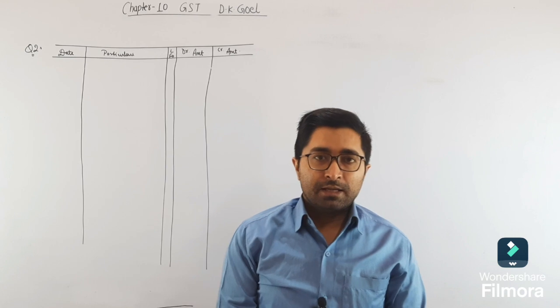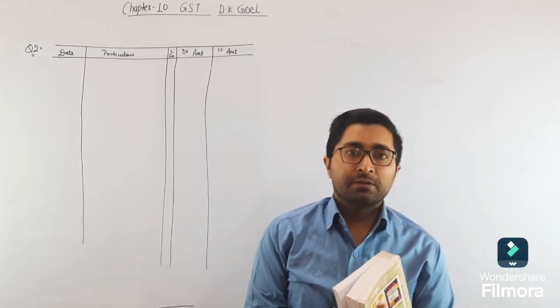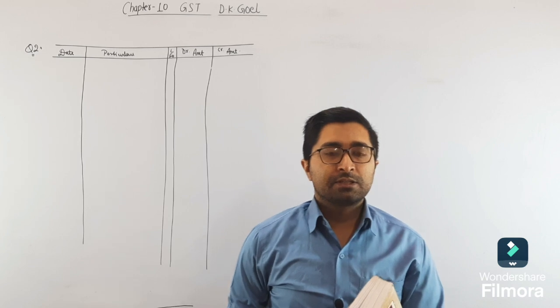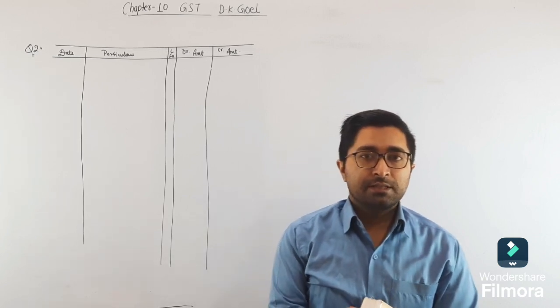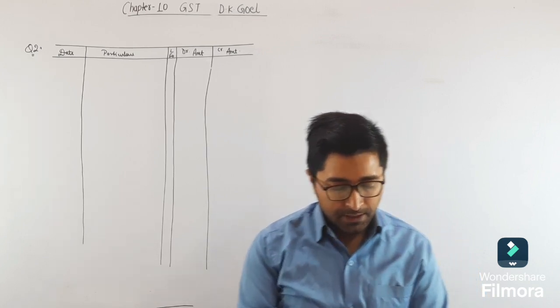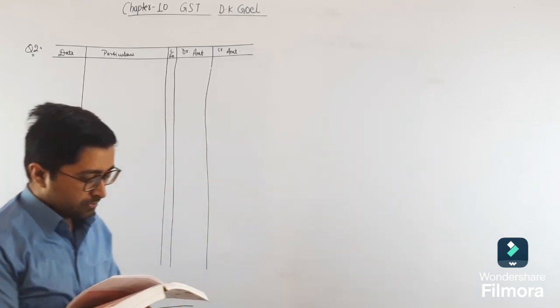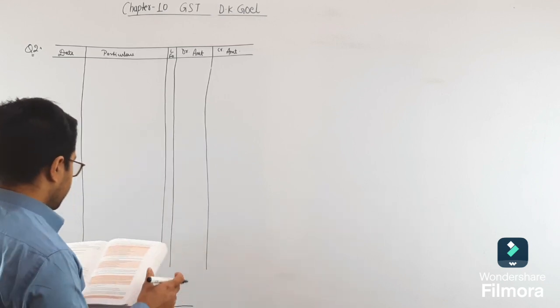Okay? As you know, when all the transactions happen within the state, that transaction is known as an intra-state transaction, and in that case CGST and SGST will be charged. Now the first entry is on March 4: purchased goods of 5 lakh rupees from the Sunil Brothers.